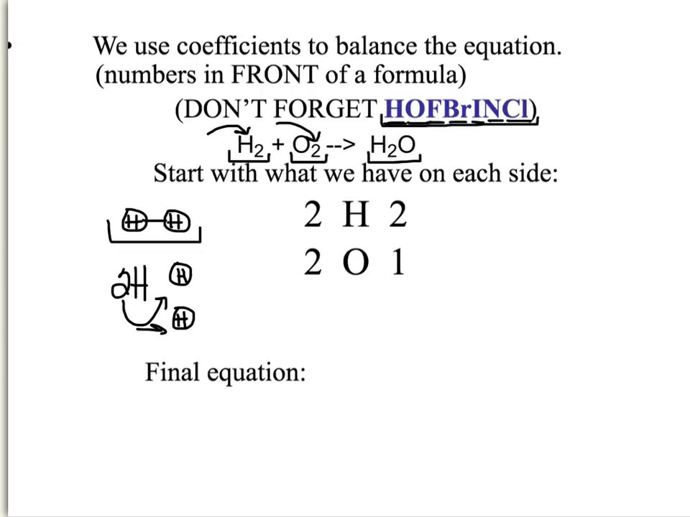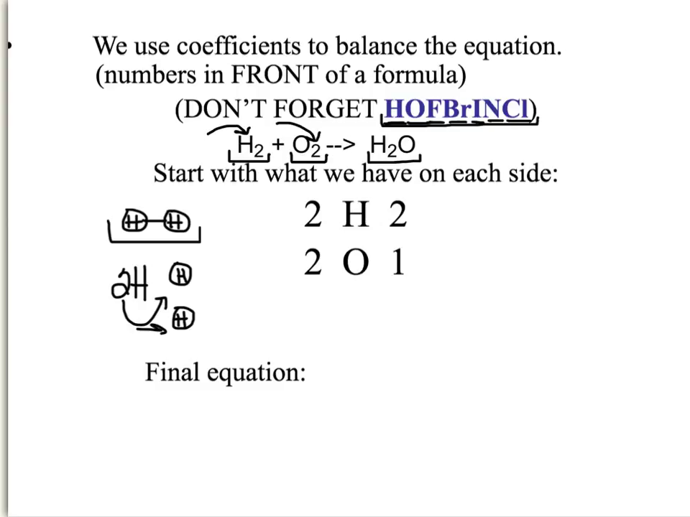But when we're counting up, if you had either one of these, this one or this one, you would still have 2 hydrogens on the left. We also have 2 oxygens on the left, so we put a 2 here. On the right, we have 2 hydrogens. However, we only have 1 oxygen. So this equation is not balanced. We need to balance this equation so that we have the same number going out and in.